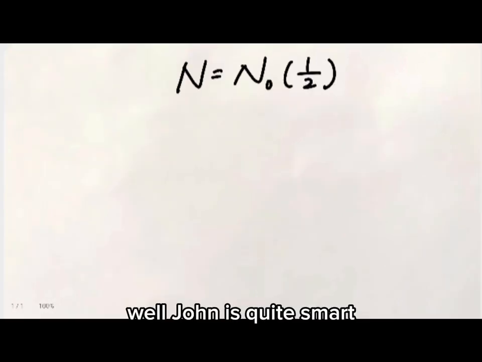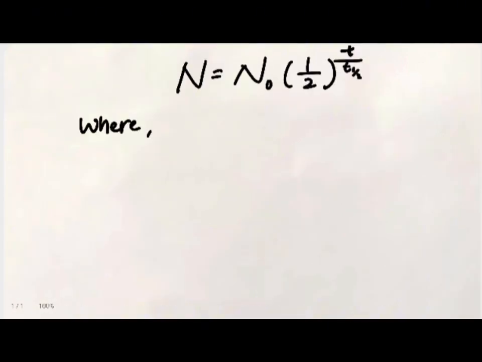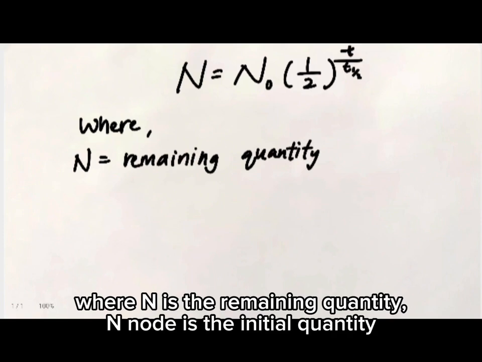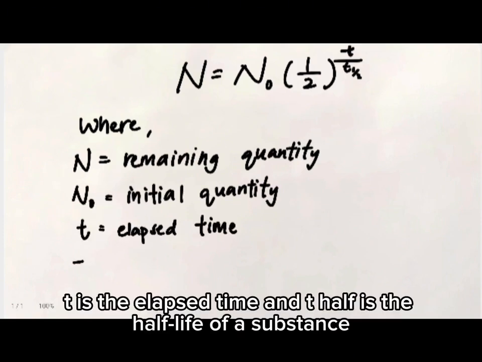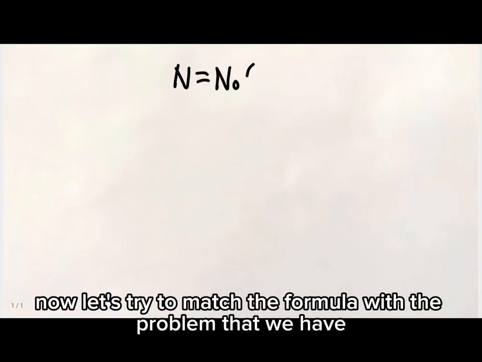Well, John is quite smart, so he uses this formula right here, where N is the remaining quantity, N naught is the initial quantity, T is the elapsed time, and T half is the half-life of a substance. Now let's try to match the formula with the problem that we have.